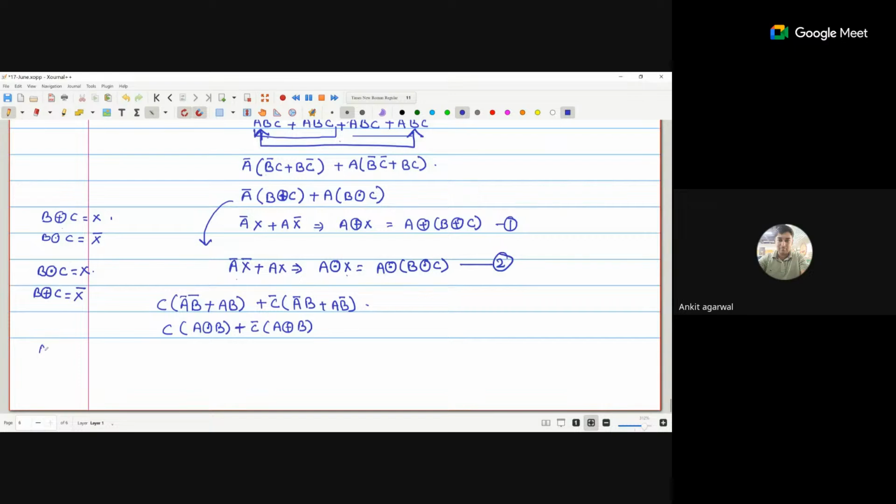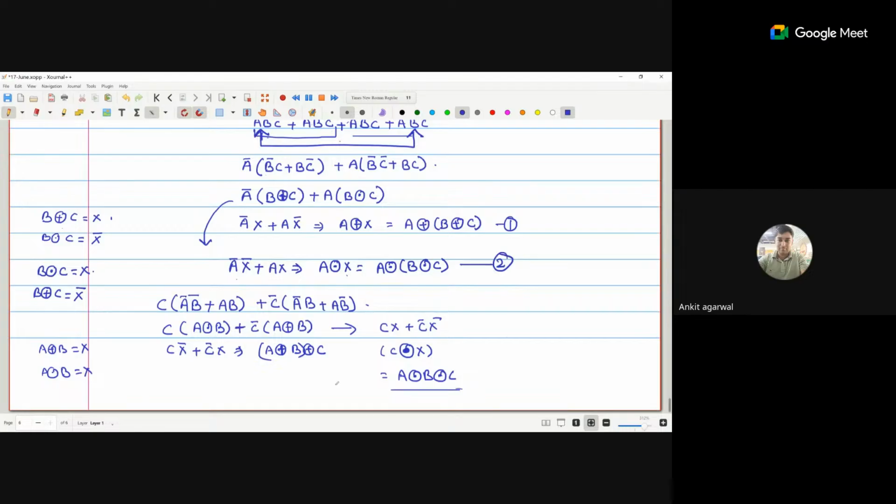Okay, so again, if I am taking A XOR B as X, it is C X bar plus C bar X. So it becomes A XOR B XOR C. Okay, and if I am taking A XNOR B as X, this representation is CX plus C bar X bar. So that is equal to C XNOR X, and that is equal to A XNOR B XNOR C.